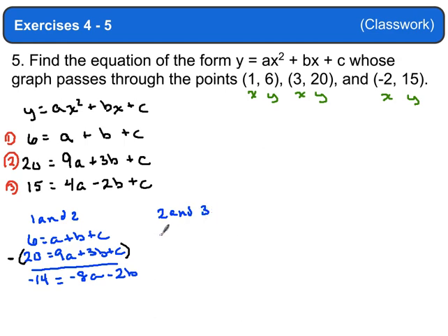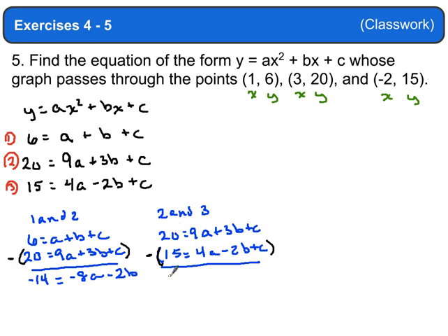So write down equation number 2 again, which is 20 equals 9a plus 3b plus c. The third equation is 15 equals 4a minus 2b plus c. And what we're going to do is subtract these as well to get rid of c. So again, I like to put the parentheses here. We'll change the color. We'll put a minus sign in front of there as well.